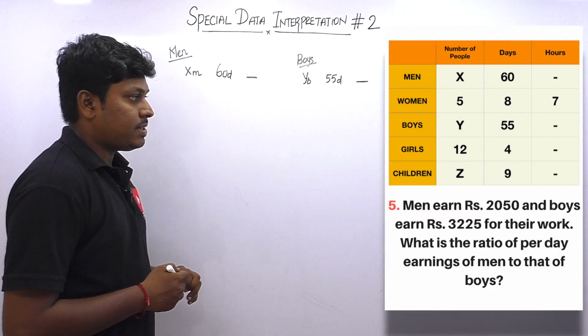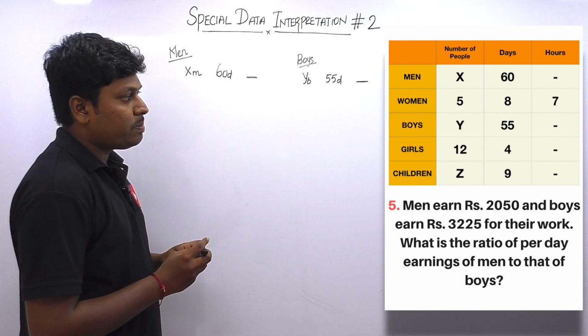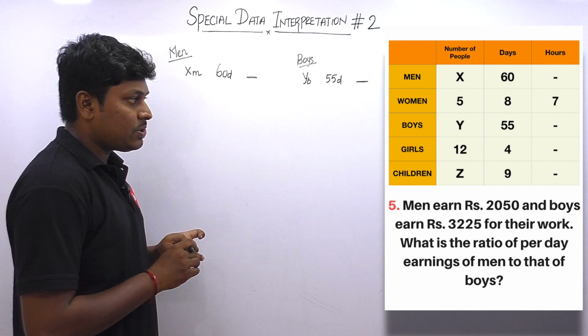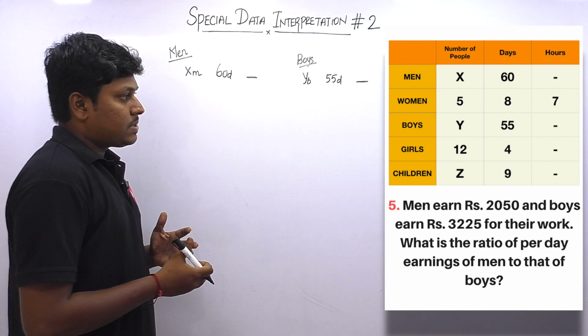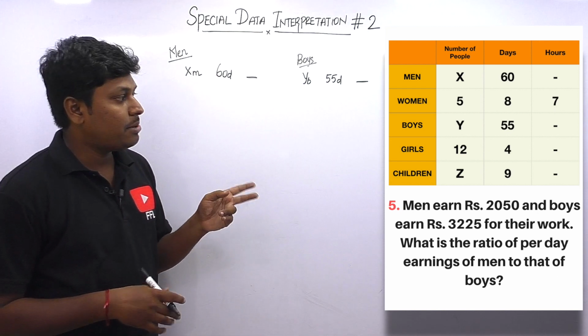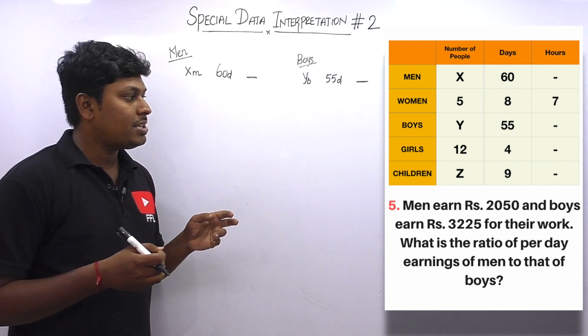Last, 5th question. So men earn rupees 2050 and boys earn rupees 3225 for their work. What is the ratio of per day earning of men to that of boy? So it's a direct question, because men earn 2050, similarly boys earn 3225. Our target is to find the ratio, that is for per day, right?